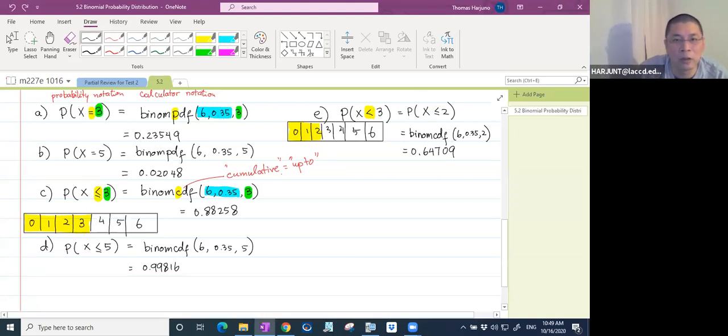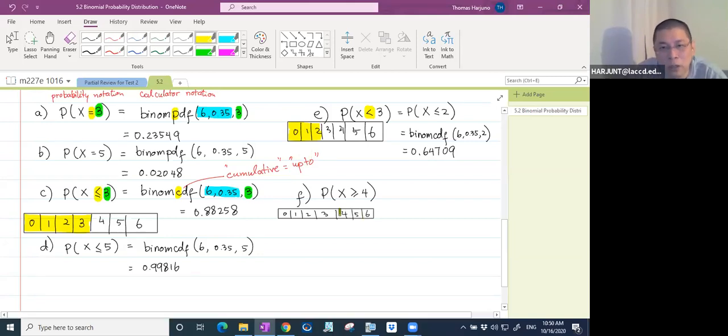Okay? Now, last one, I will give you 2 examples for the next. What is the probability that x is at least, let's say, 4? What is the probability that x is at least 4? Now you look at the possible outcomes. Now we don't have a calculator function to compute that at least 4. 0, 1, 2, 3, 4, 5, 6. When we say at least 4, it refers to 4, 5, 6.